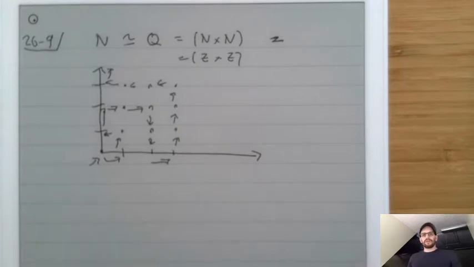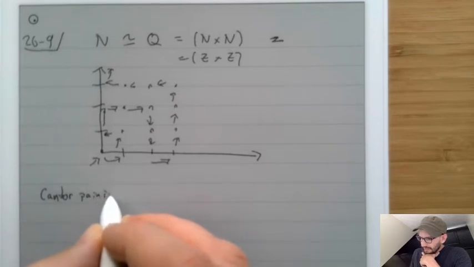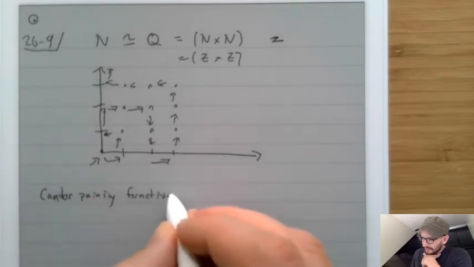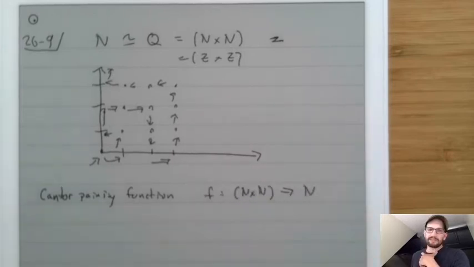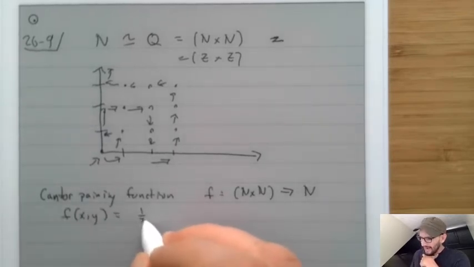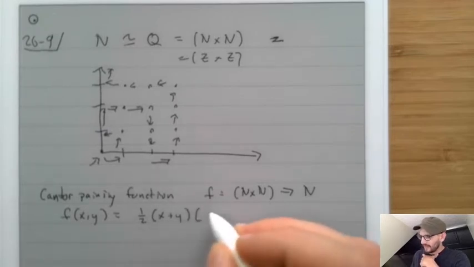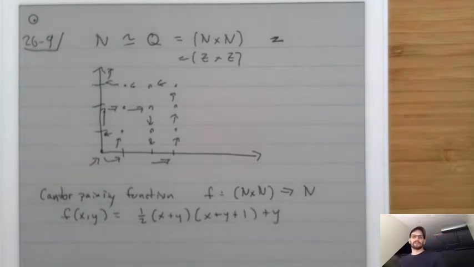Now, there's another order, though, that is not this box order, that's called the triangle order. And the triangle order works a little bit differently, and there's a function that Cantor himself came up with. It's called the Cantor pairing function. What the Cantor pairing function does is it takes something inside of N cross N and turns it into something inside of N. And it looks like this. So f of (x, y) is equal to 1/2 of (x plus y) times (x plus y plus 1), plus y. And that function is reversible.